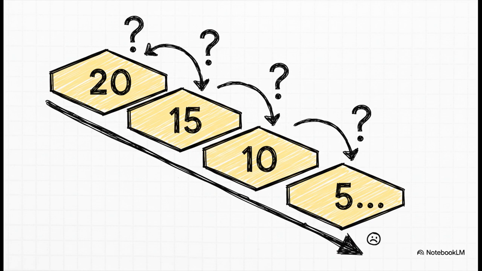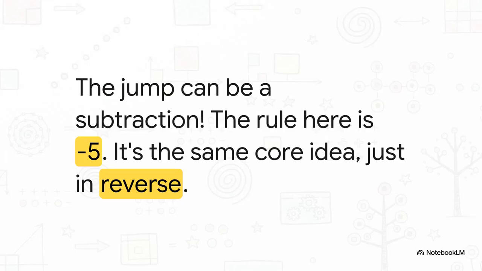We're obviously not adding anymore. So what's the jump this time? And here's where it gets interesting. The jump can be a negative number. The rule is -5. 20 minus 5 gets you 15. 15 minus 5 gets you 10. It's the same core idea of a consistent jump, it's just going in the other direction.